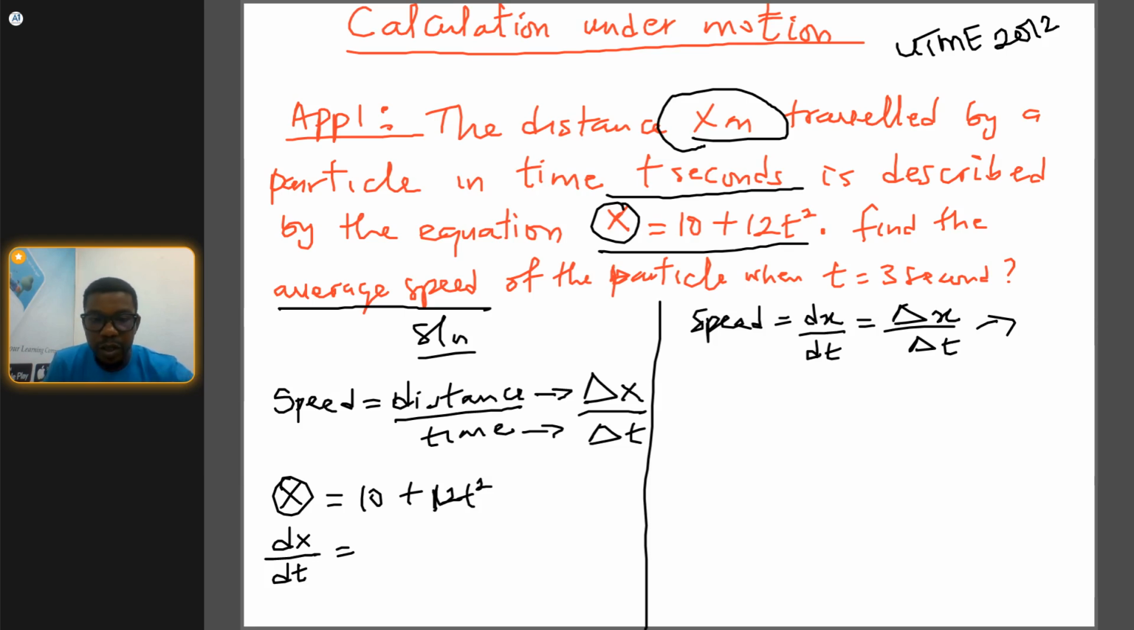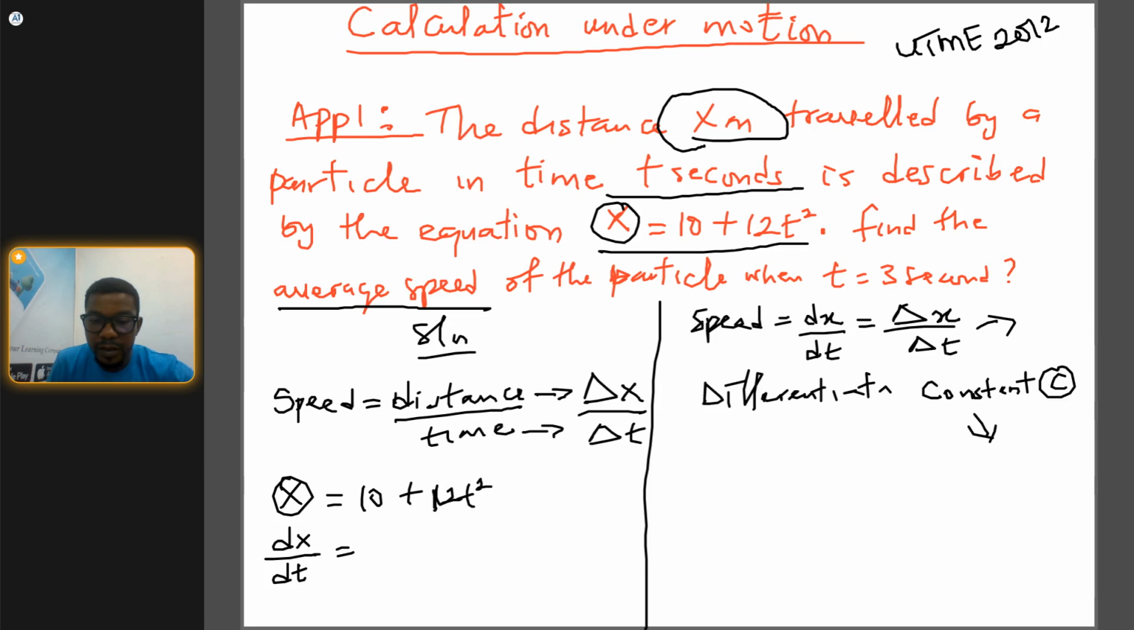Now, take note. I'll quickly explain what differentiation is all about. When you differentiate a constant, that is a number without t.